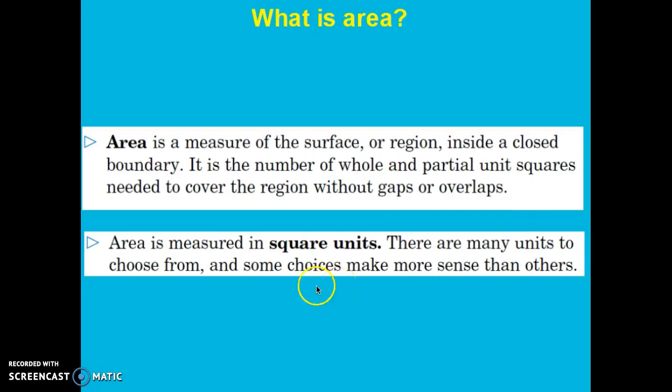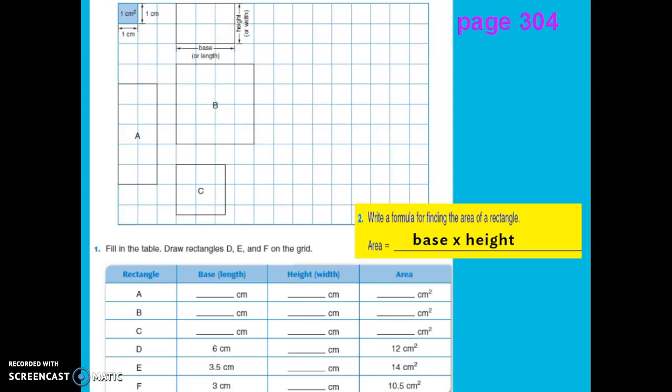There are many units to choose from, and some choices make more sense than others. So we'll take a look at what both of those mean a little more closely. On page 304 in your math journal, we're going to go ahead and start using this area formula. So base times height. And you can see up here that the base is the bottom of the rectangle, and height is its vertical line, how tall it is.